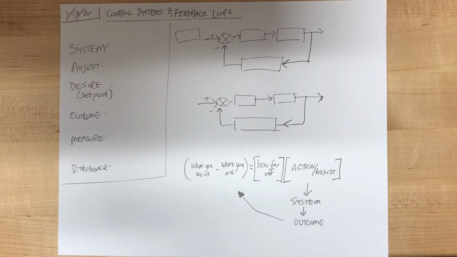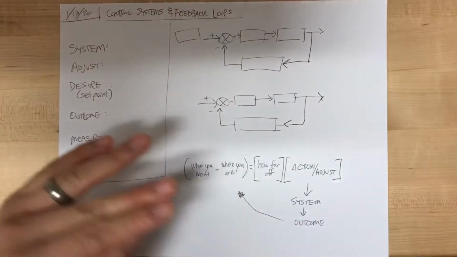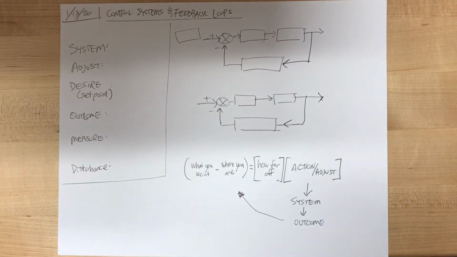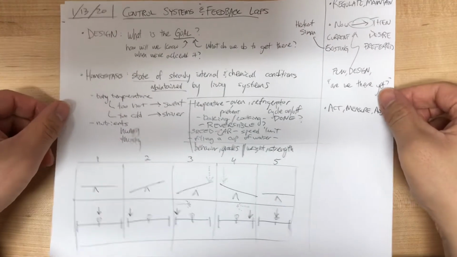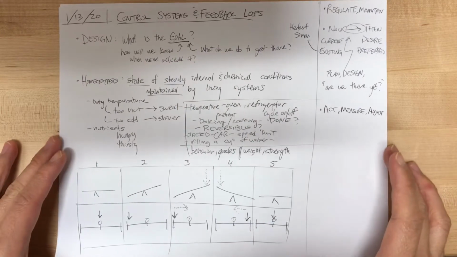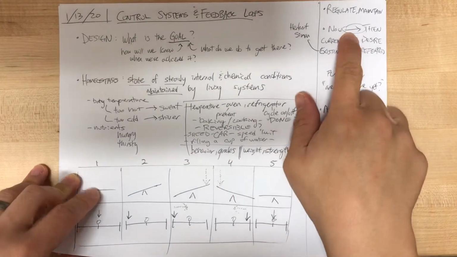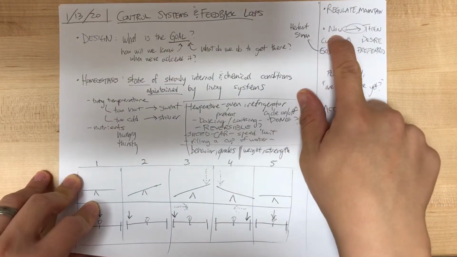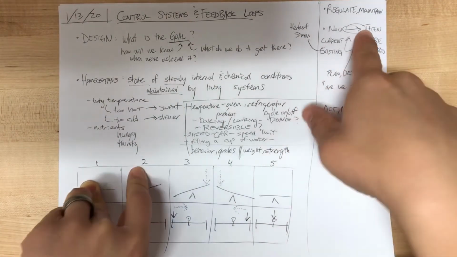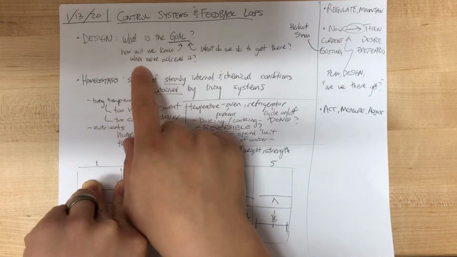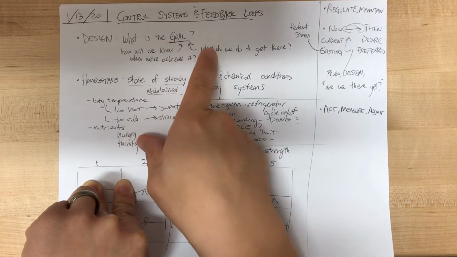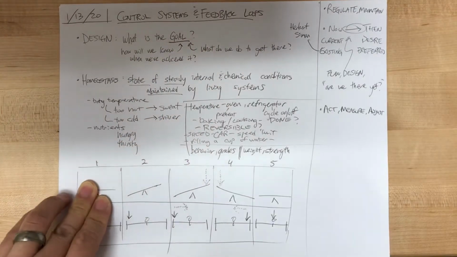Welcome back to the second part in our series on control systems and feedback loops. In our first episode, make sure you take a look, but we got on the same page about what design is. Design is what you do to get from where you are to where you want to be, and thinking about how do you know when you've gotten there, and then what do you do to get there, and what might you adjust along the way.